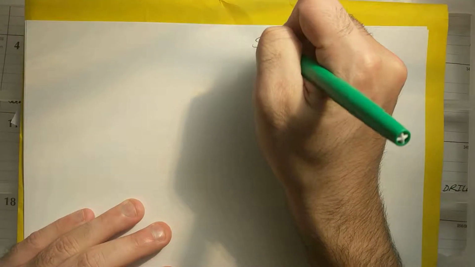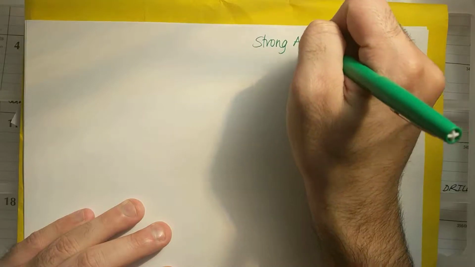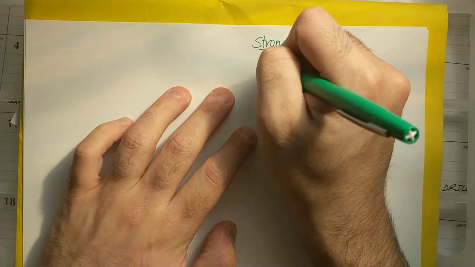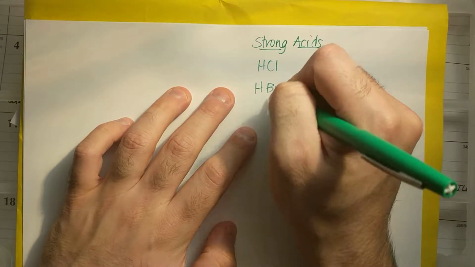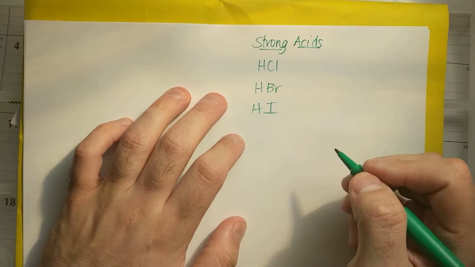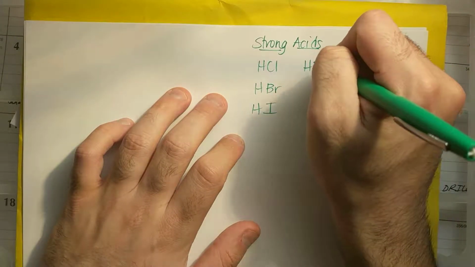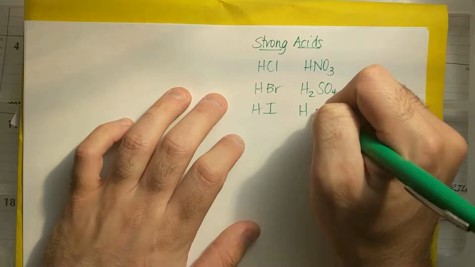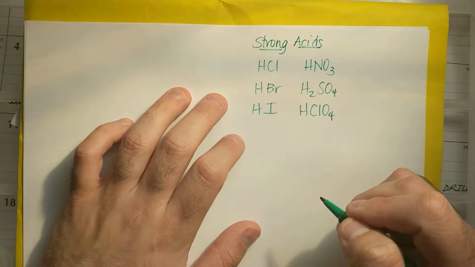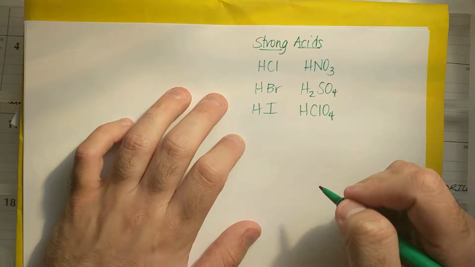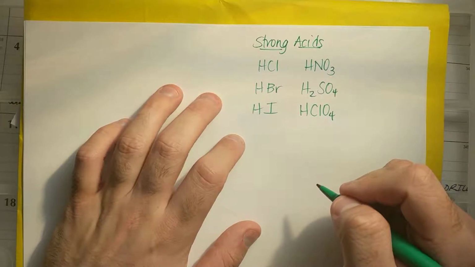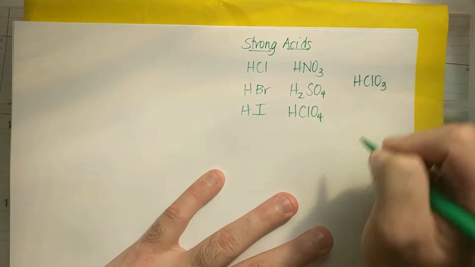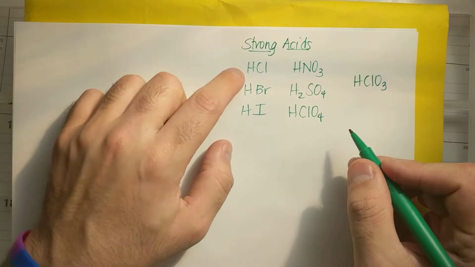here are some strong acids for you to recognize. So HCl, HBr, HI, those are some strong acids. HNO3, H2SO4, HClO4, and one more that has been added to the list in the last 2 or 3 years, which is quite disturbing to me, is HClO3. These are all strong acids.